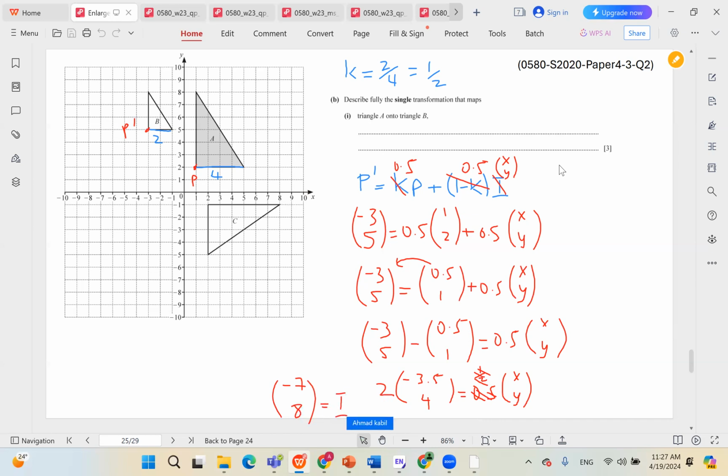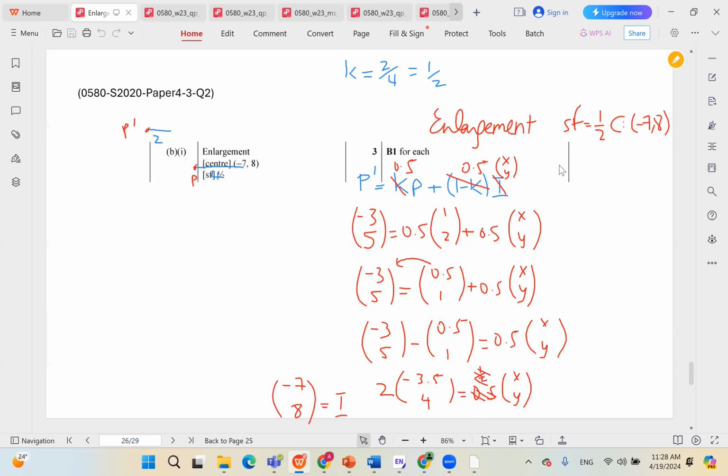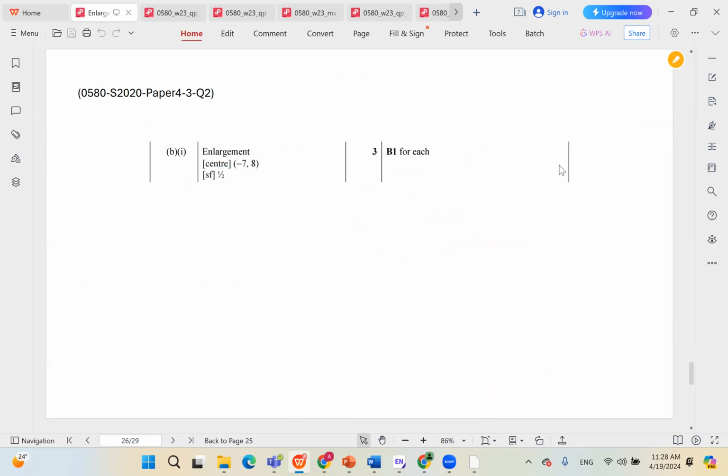This is your center of rotation. I mean enlargement. I keep making the same mistake. So this is enlargement with a scale factor of +½ and a center of -7, 8. Let's check the marking scheme. So center is -7 and 8. This is correct. And the scale factor is half. This is also correct.